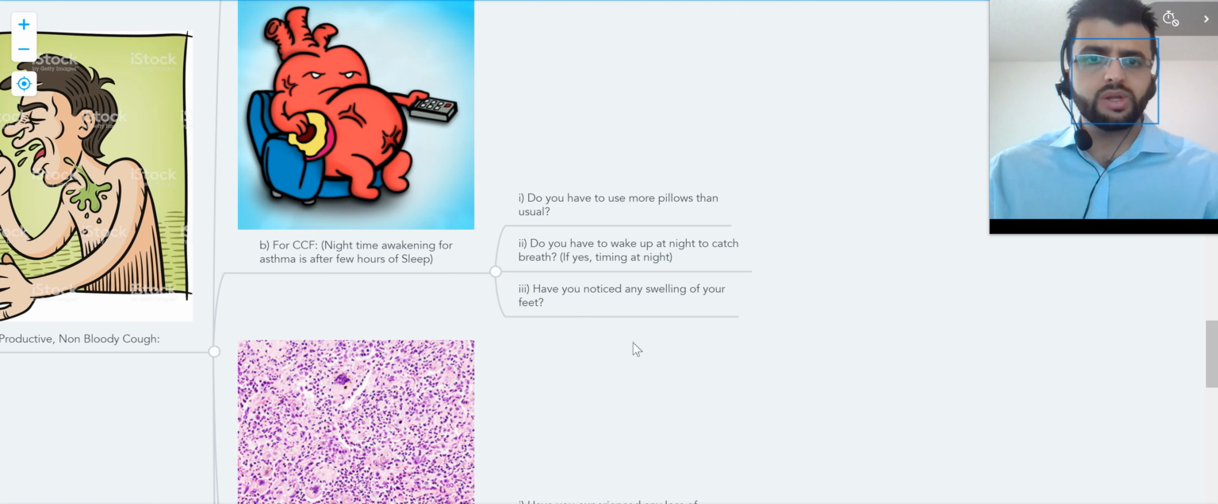So for the bloody cough, productive and bloody cough. Wow, this is serious, more serious. So it could be three things. It could be TB, important. Could be lung cancer, and could be bronchiectasis.